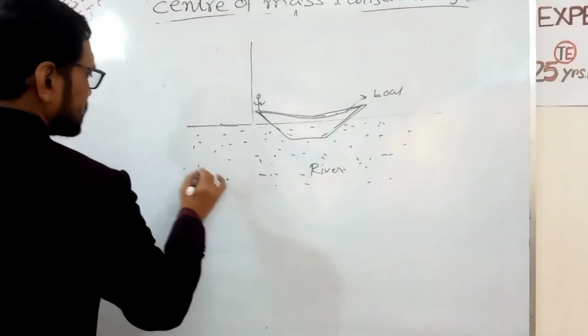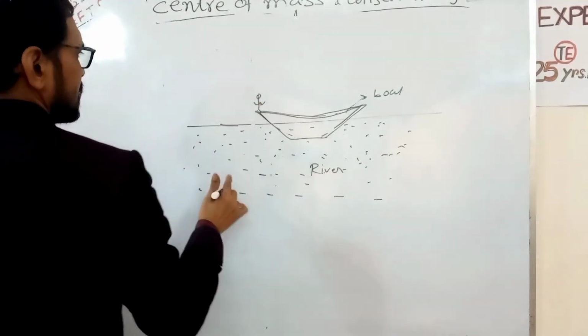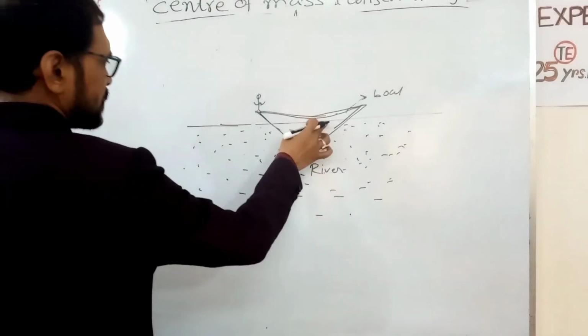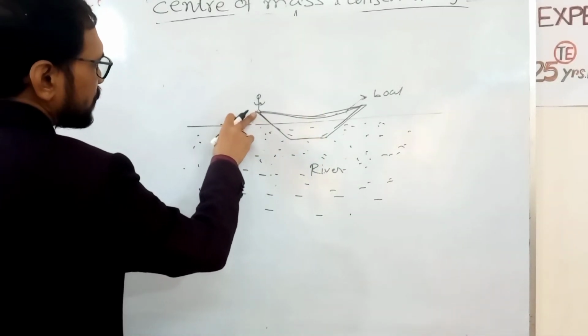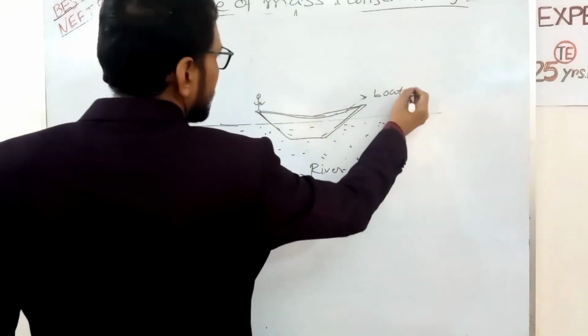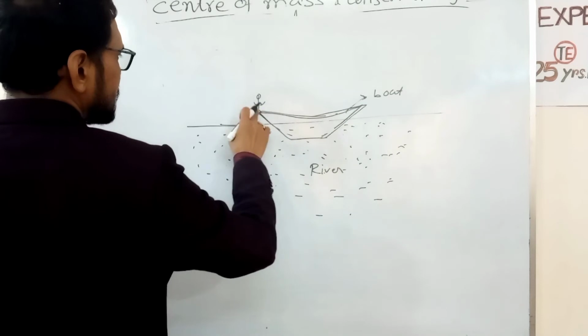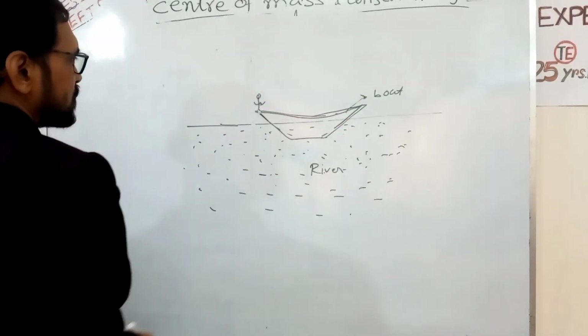Suppose this is a river and a boat is on the river. Now a man is on one end of the boat and the man moves towards the other end. When he reaches the other end of the boat, what is the displacement of the boat?